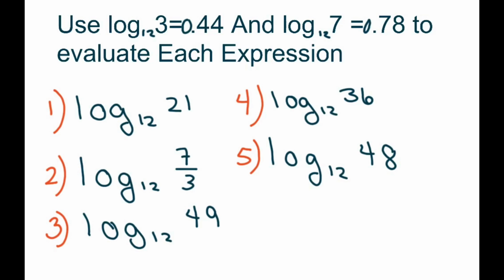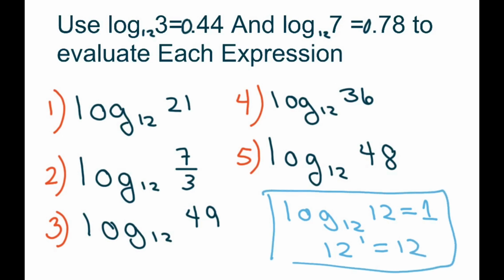Hi everyone. We're going to use the fact that log base 12 of 3 equals 0.44 and log base 12 of 7 equals 0.78 to evaluate each expression. Now when you get problems like this, what they usually don't tell you is that log base 12 of 12 equals 1. So you have to just know that when you're doing the problems, mainly because 12 to the first power equals 12 if you write that exponentially versus the log way.